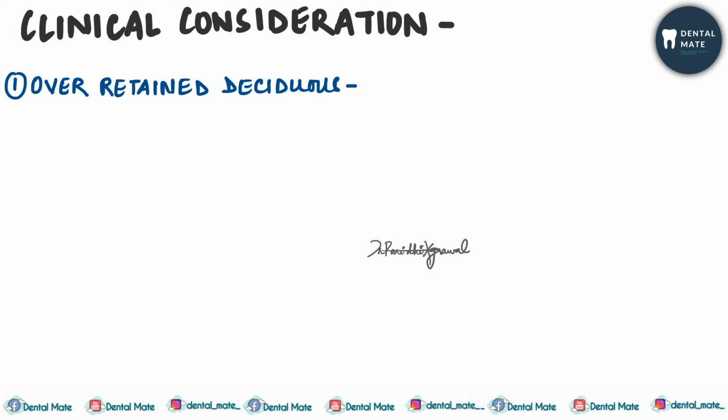First, there could be congenital absence of the permanent successor. So if there is no successor, there won't be any pressure exerted on the root of the primary tooth. There won't be any differentiation of odontoclasts, and there won't be any shedding off.